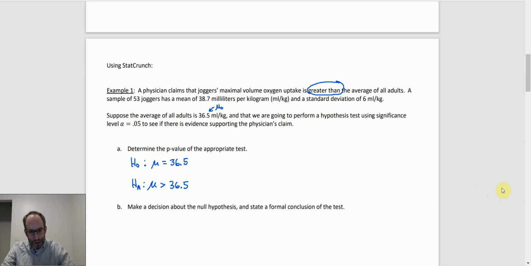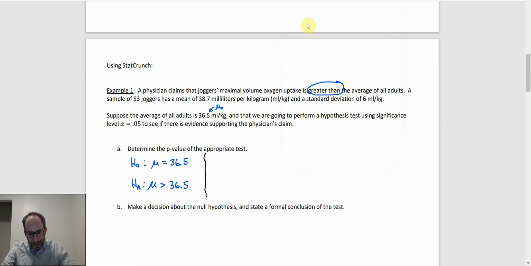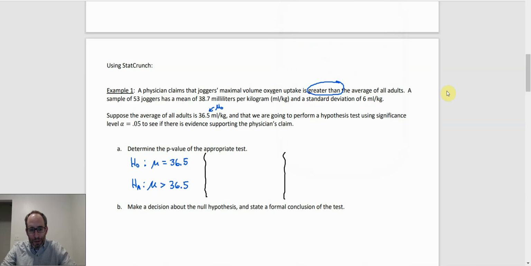Then our summary values, I guess we can put them in. I'll just make little barriers here for all this stuff. So our summary values, we can actually see them in the first paragraph. A sample of 53 joggers, so n must be 53. And from that sample of 53 joggers, we get a mean of 38.7. Since that's the mean of the joggers in the sample, that's x bar, right? That's going to be a sample mean, that 38.7. And then the sample standard deviation is 6. Okay. Then we should be able to get the p-value.